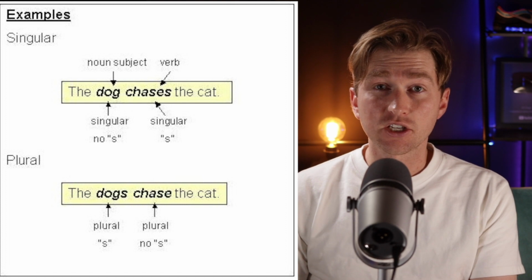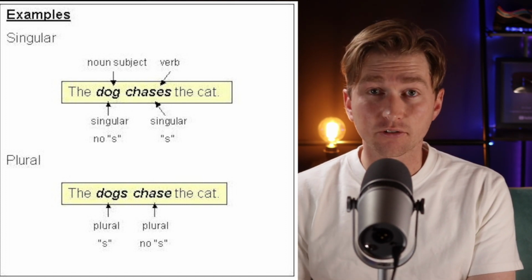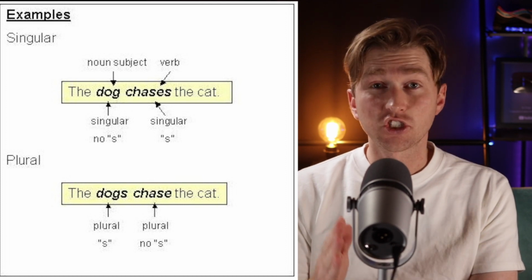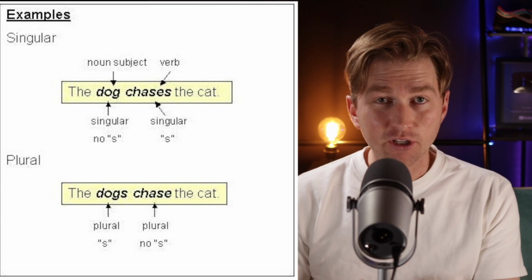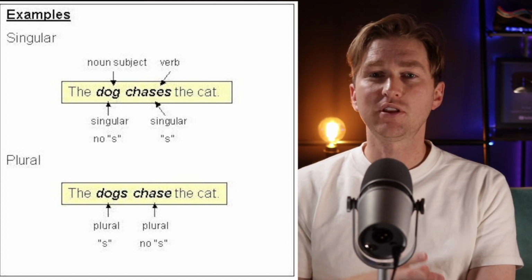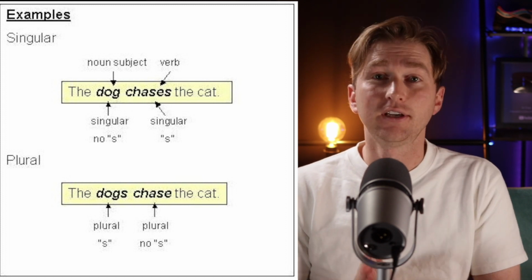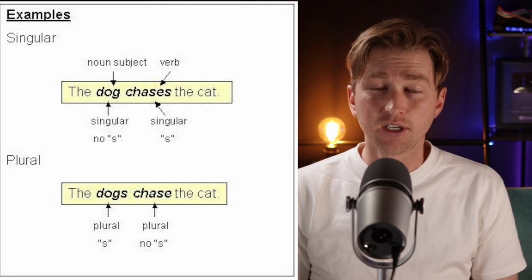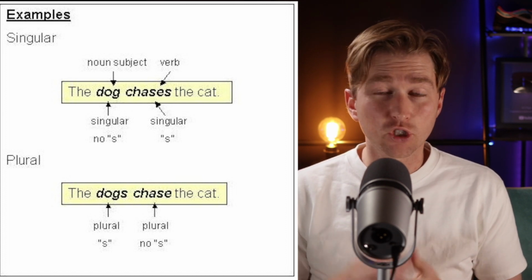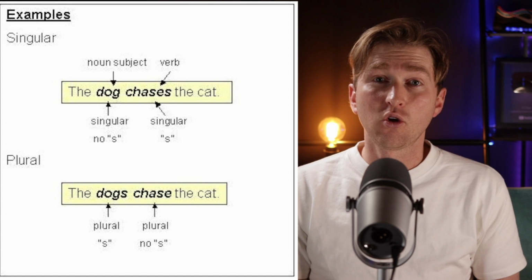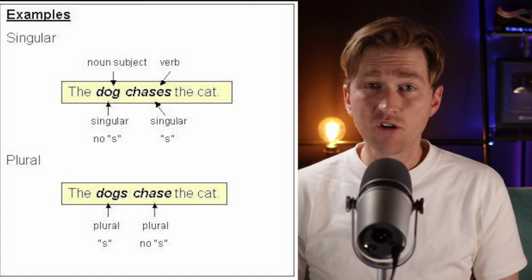Now, how does that change if the subject, our noun, becomes plural? Let's say we have dogs now, okay? So the dogs chase the cat. In fact, there is no S. It's kind of confusing because sometimes you think, okay, if we have an S for dogs, then we should have an S for the verb. But in fact, it's the opposite. So now that we have multiple dogs, we have more than one dog, 2, 3, 4, 5 dogs, we're going to say the dogs chase the cat. We're going to remove that S.